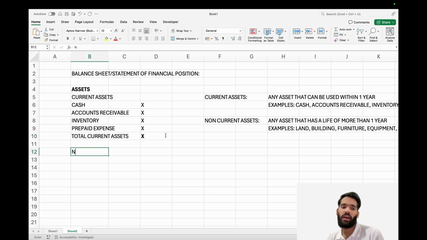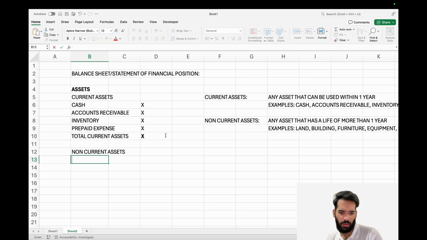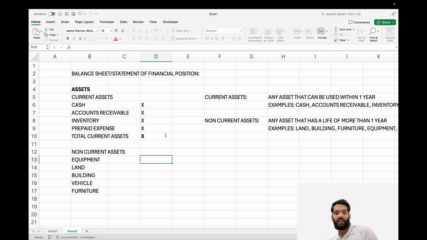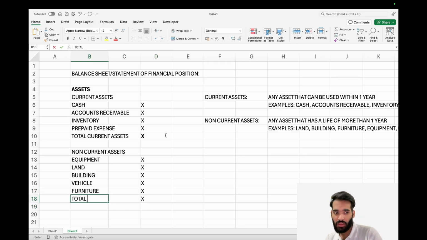So let's do that. And now we start our non-current assets, which are also called long-term assets. So here we will have our land, building, and all of these things. So let me just mention, let's say, equipment, land, building, vehicle, furniture, all of the things we talked about. Now, if you're wondering, does the sequence with which I write matter? Yes, it does. But first I will say, worry about memorizing the format, not the sequence.